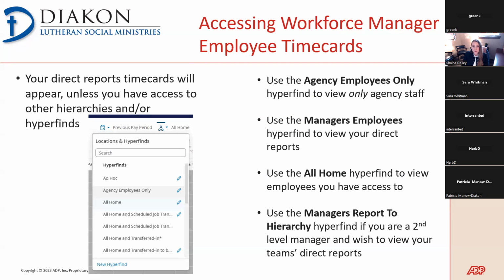You're locating then your employee direct report time cards will appear, and those will appear unless you have access to other hierarchies and or hyperfines. So for example, you can use the agency employee only hyperfine to view only agency employees. You can use the manager's employees hyperfine to view just your direct reports. You can use the all home hyperfine to view all of the employees for which you have access to. And then you can use the manager's report to hierarchy hyperfine if you are a second level manager and you wish to review your team's direct reports as well.